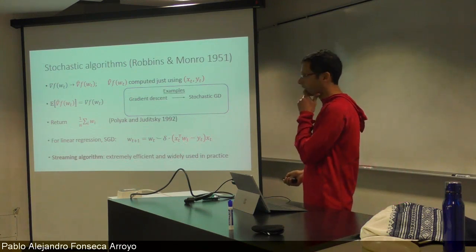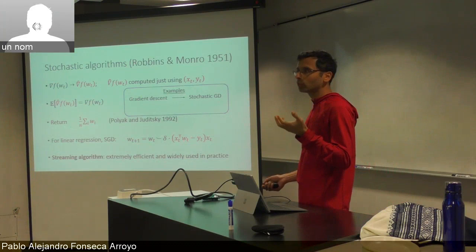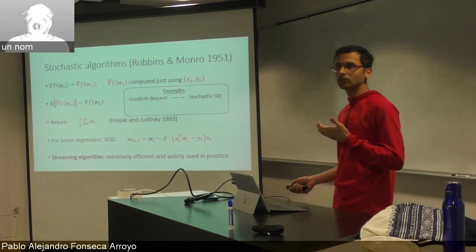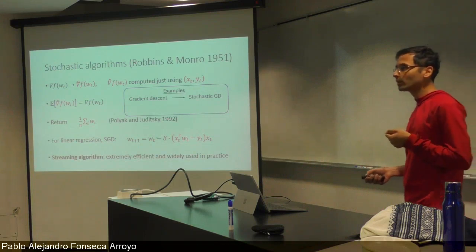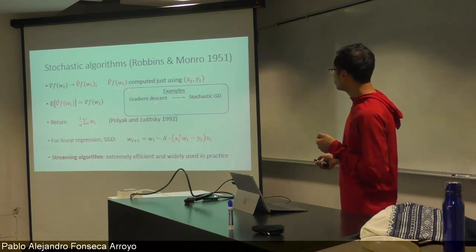And that's also the reason for its usage in deep learning and many of the large-scale machine learning problems where computation is extremely important. Okay, and I told you how to convert gradient descent to stochastic gradient descent.